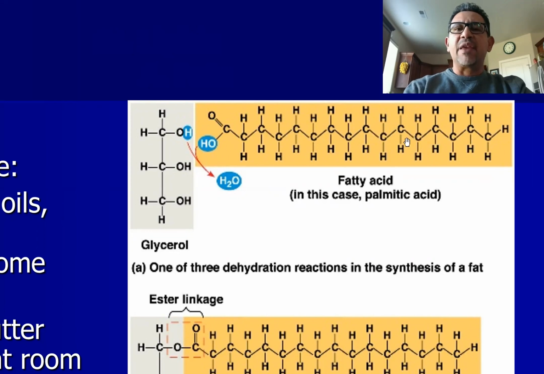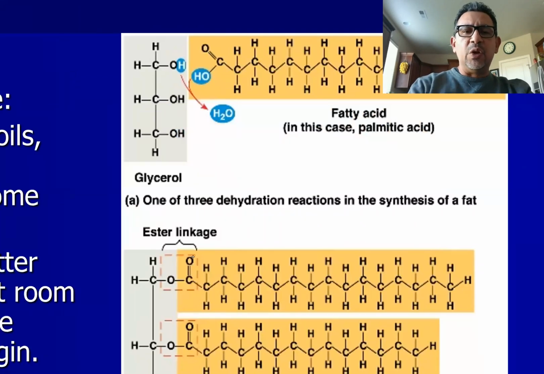Notice how this fatty acid with the carboxyl group at the one end is engaging in a chemical bond with the hydroxyl portion of the glycerol molecule. And so this special type of bond that happens between this hydroxyl and the carboxyl is known as an ester linkage. And we can see that new bond that has been created right here. This is the ester linkage.